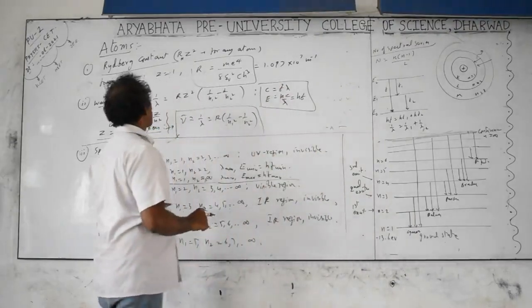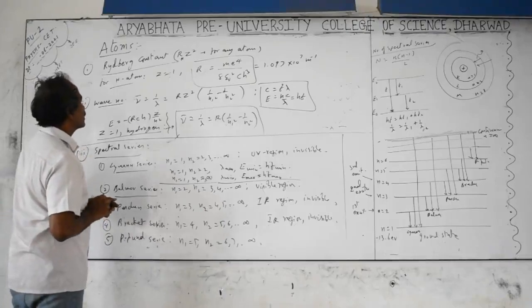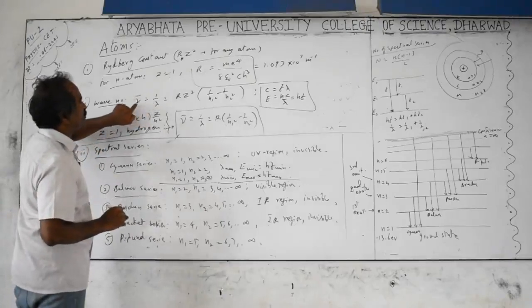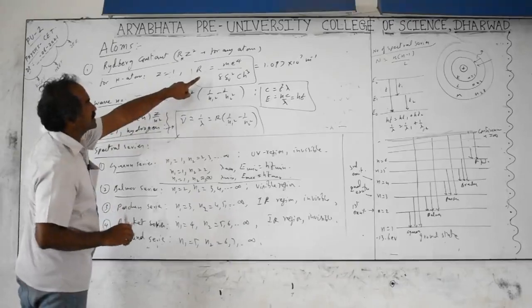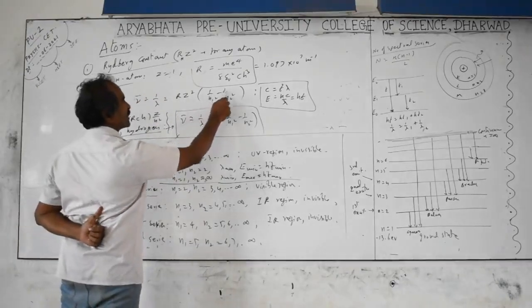The wave number symbol is nu bar. It is not a frequency, please. A nu bar is not a frequency. It is just a symbol for the wave number, which is the reciprocal of the wavelength. So the unit for the wave number is per meter again, just similar to the Rydberg constant. This is nothing but equal to R into Z square into (1 by N1 square minus 1 by N2 square).